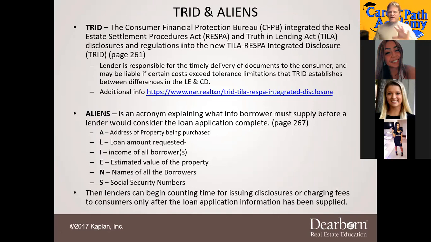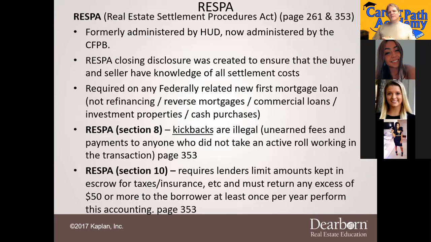My slides are better to study from than the book here because I got everything condensed in these couple of slides rather than all over the book. So on page 353 under RESPA. RESPA is the Real Estate Settlement Procedures Act. It was formerly administered by HUD, but President Obama created a new agency called the CFPB, the Consumer Financial Protection Bureau. And they took over a lot of responsibilities that HUD used to have.